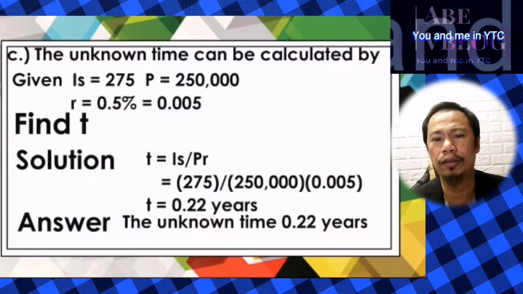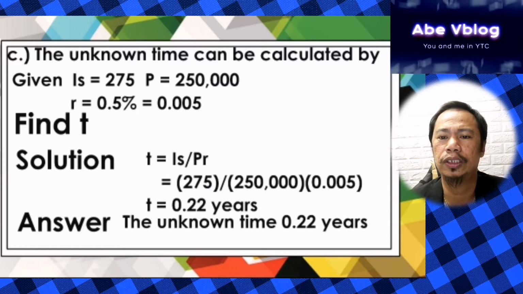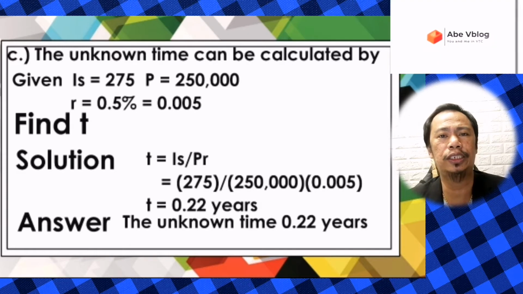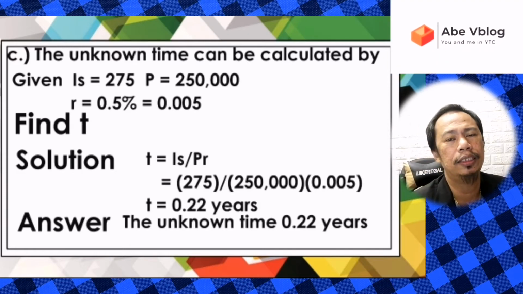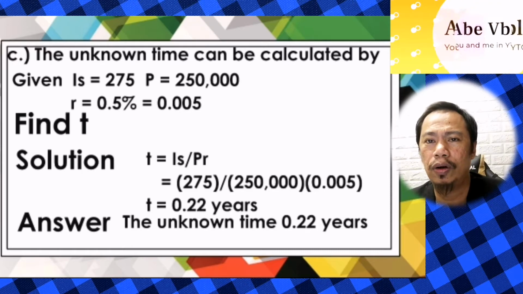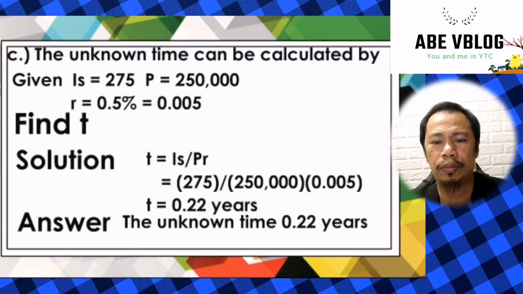Now let's go over to letter C. So we are asked to solve for the term. So IS is 275 here. Then the P is 250,000. The R is 0.5% or 0.005. So we are asked to solve for the term or time.